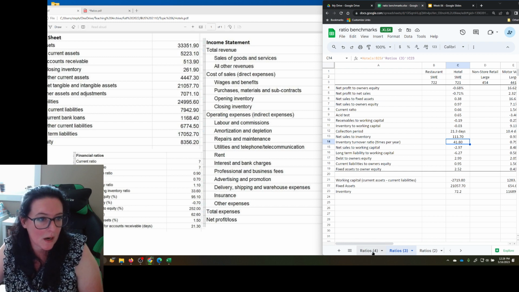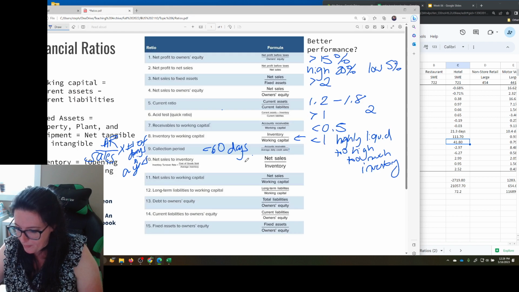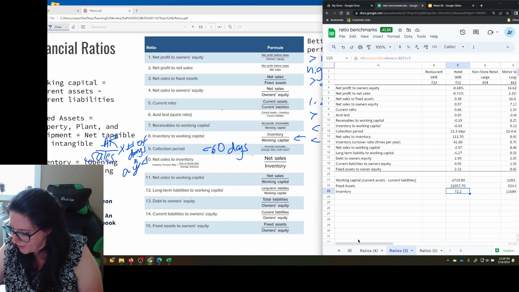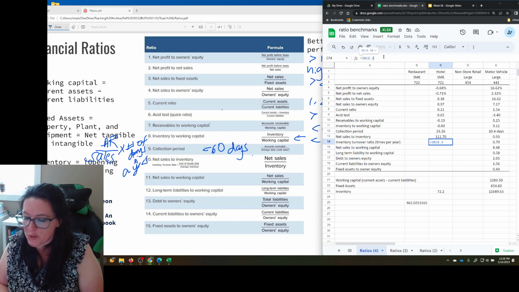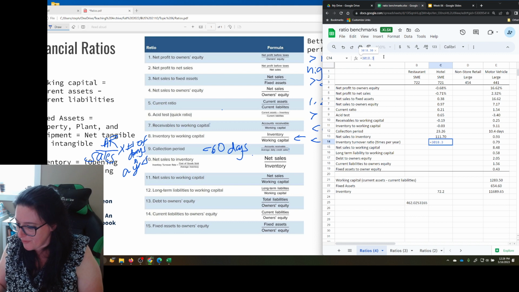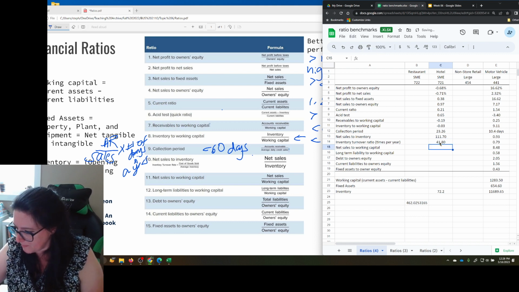Let's see. All right, so inventory turnover ratio. Let's go back. Okay, so cost of goods sold divided by average inventory. All right, dyslexic moment here. All right, 3018.3. So that's our cost of goods sold goes on top and divided by our average inventory. There we go.